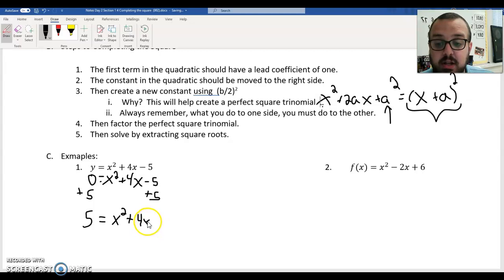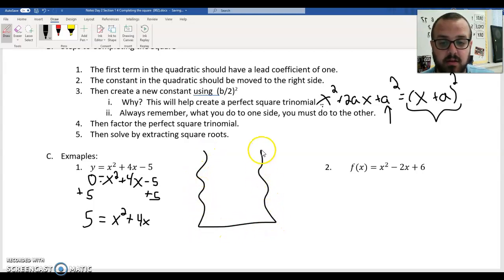Now what we're going to do is step 3, which is take this term here, divide it by 2, and square it. I always like to call this your side work. You're going to do this off to the side, so I'll make a little squiggly box over here. We're going to take this 4, divide it by 2, and square that number.